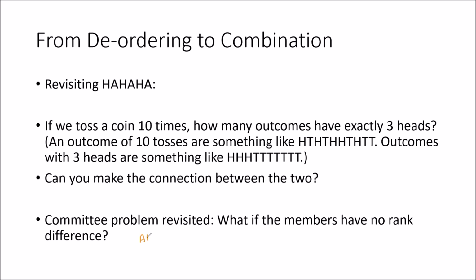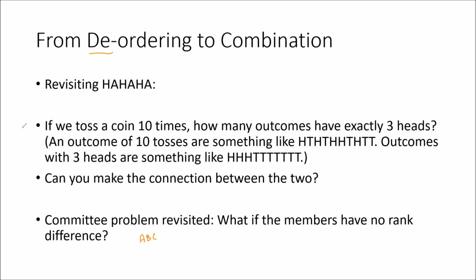You have A, B, C, 3 people. So Adam, Bobby, and Caroline. So you have 3 people. And once they're selected, the committee is done. It doesn't matter who you select first, BAC, ABC, CAB, it doesn't matter. You have the same committee, okay? So one way of looking at it is by using the idea of deordering.